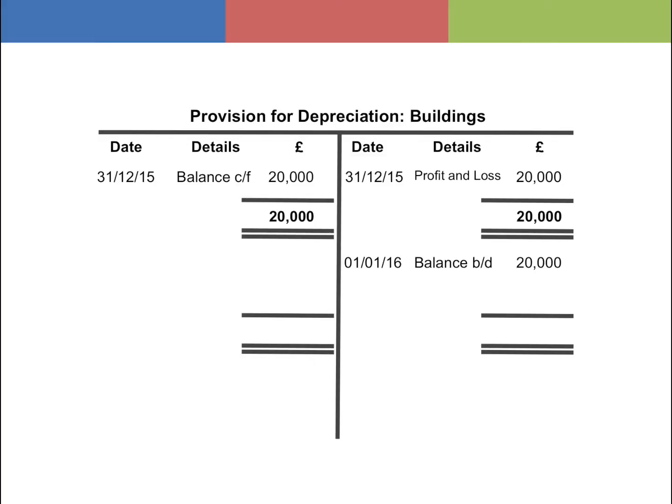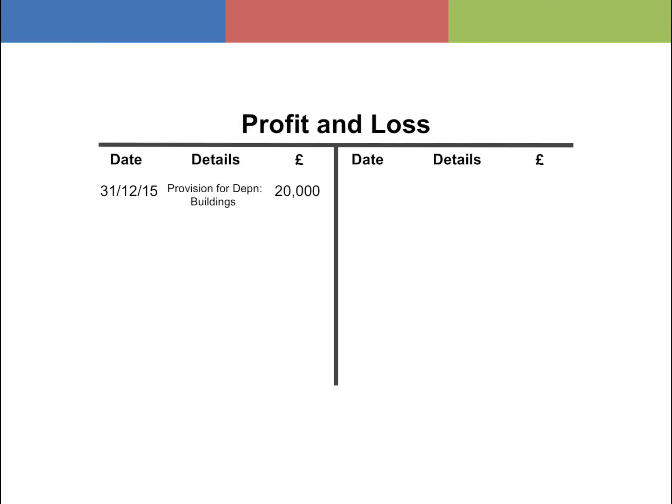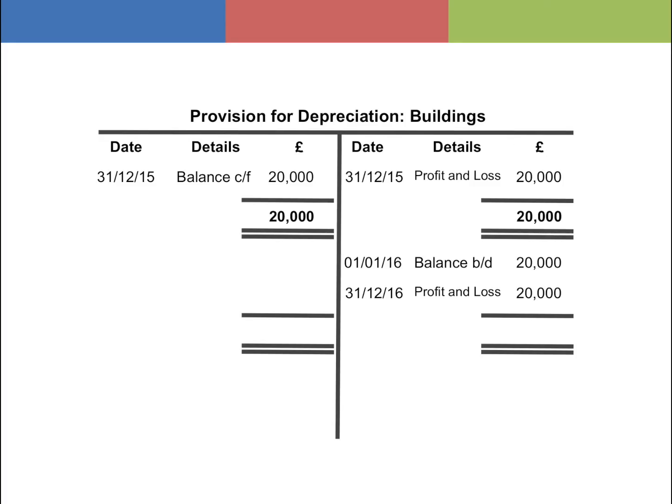We then move on to our second year of depreciation. We credit the provision for depreciation by £20,000. We then debit the amount in the profit and loss by £20,000. Finally, we have to balance the provision for depreciation account. Our balance carry forward will be debited by £40,000 to allow the account to balance. This £40,000 would also appear on the credit side of this account as balance brought down for the third year.